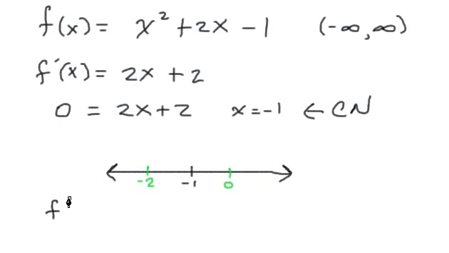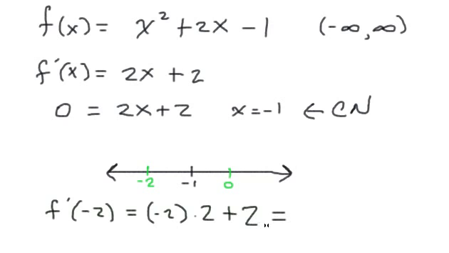Okay, so f prime of -2 is equal to, it doesn't matter which side I put this on, -2 times 2 plus 2. Now what we're concerned about here really is not the number, but if this is going to be a negative or a positive. That's all we're really concerned about here. So you have -2 times 2 is -4, and -4 plus 2 is -2. So this is a negative number.